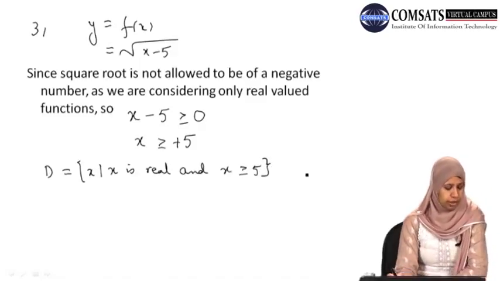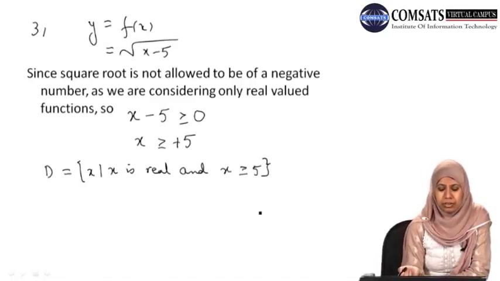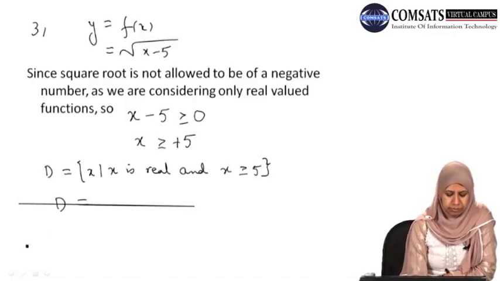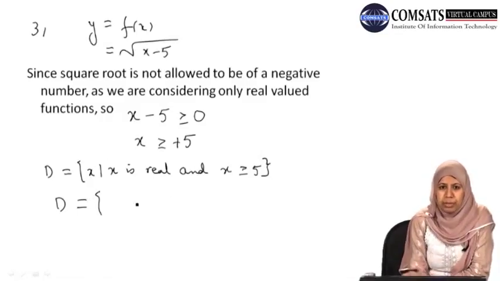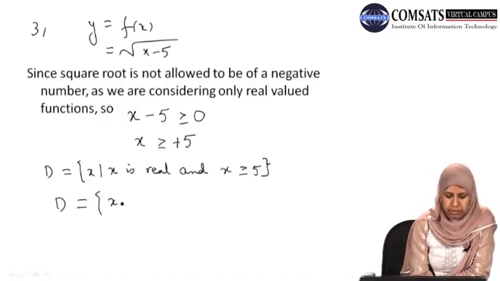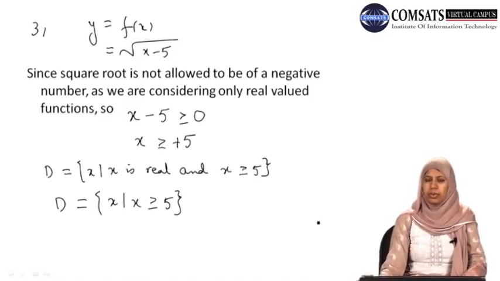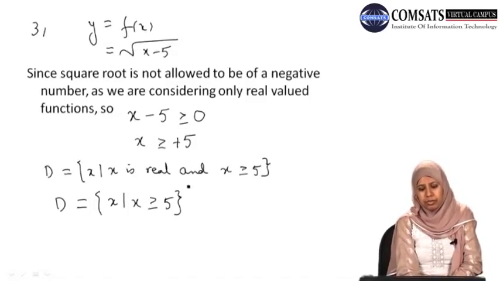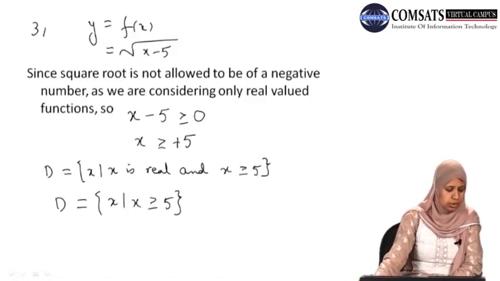Or once we know that we are only talking about real valued functions, that is the real valued input and the real valued output, then we can easily write our domain as, and we know what we mean by x, that is the set of inputs, x such that x is greater than or equal to 5. When it is clear to us that we are only talking about real valued functions, then we can skip this condition that x is real from our domain, and we can simply write x such that x is greater than or equal to 5.